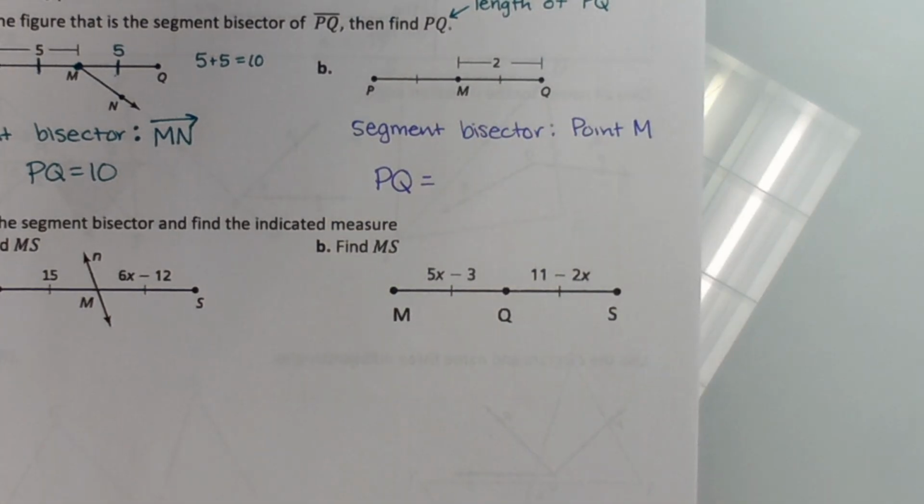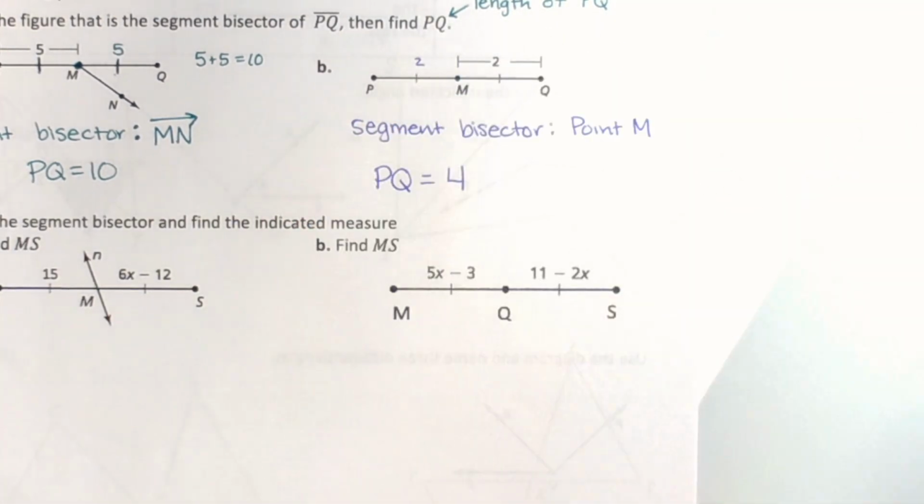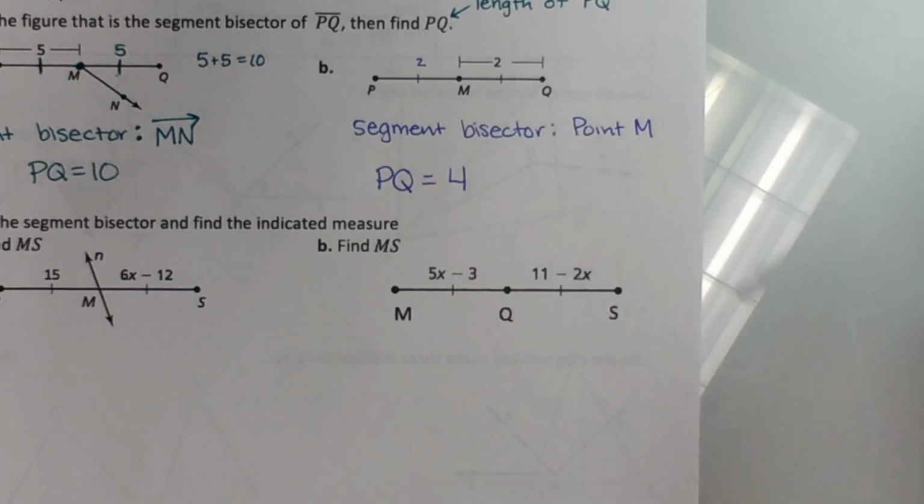What's the length of PQ going to be? 4. Where are you getting 4 from? 2 plus 2. If that's 2, this is 2. They have tick marks, and the full length across is 2 plus 2.